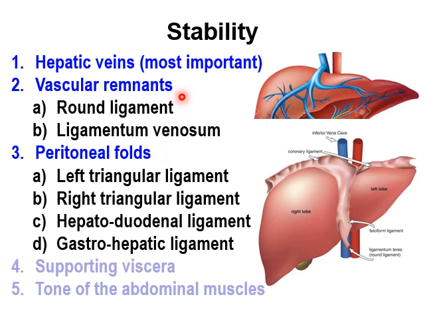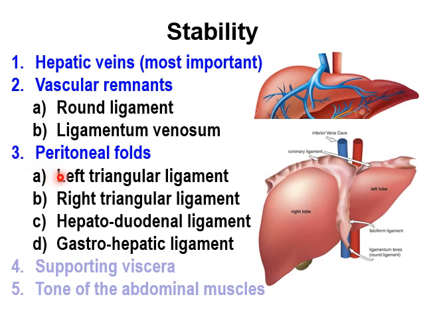Now, what are the structures holding the liver in place and responsible for its stability? The most important factor holding the liver in place is the hepatic veins. The three hepatic veins anchor the liver to the inferior vena cava. Number two, the vascular remnants, the round ligament and ligamentum venosum. Number three, the peritoneal folds.